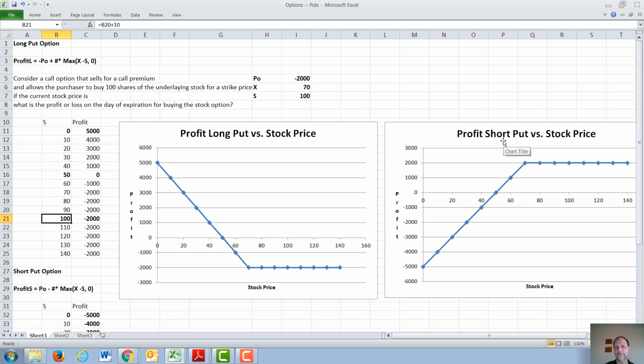If you are short or have sold the put option, you get the exact opposite graph. The maximum you can make is the premium of $2,000 for which you have sold the put option for. Your break even point is again 50, and your maximum loss is then when the stock goes bankrupt and you lose $5,000. To calculate this again, the profit from being short is merely the negative of the profit from being long. And the Excel formula is again merely the negative of the previously used Excel formula. Thank you for watching this video.